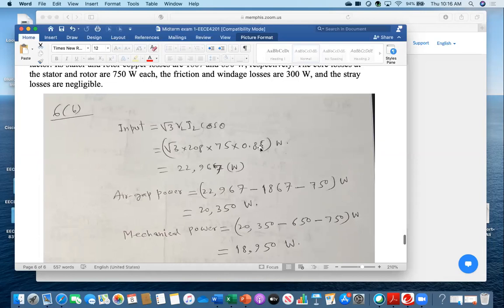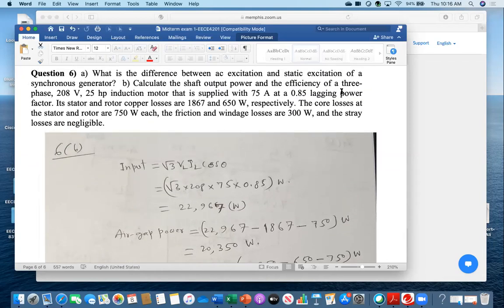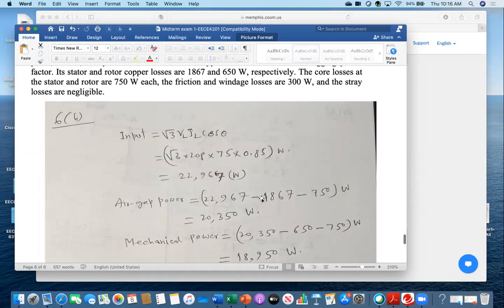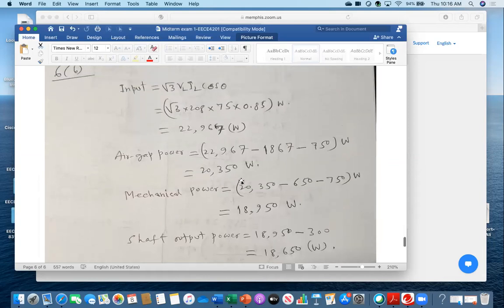Therefore, first I am calculating the input power, √3 VL cosine theta. This is clearly 3-phase, it is mentioned as a 3-phase system, so that's why you have to use this equation, √3 VL cosine theta. And then I am plugging in all those given numbers, 208, 75, and I got 22,967 watt approximately. Although you might have calculated it directly in one line, that is fully fine. I'm just showing you step by step for your understanding.